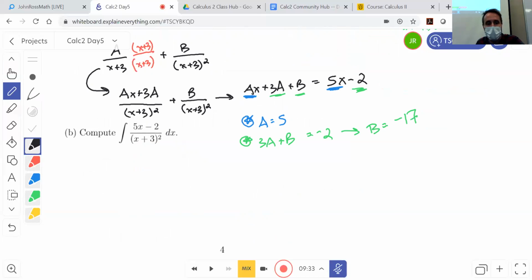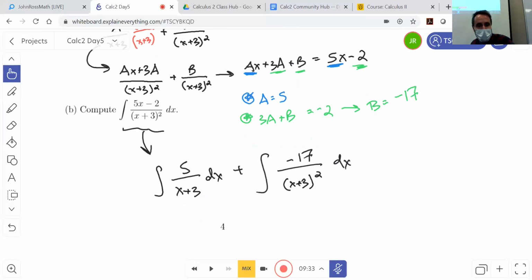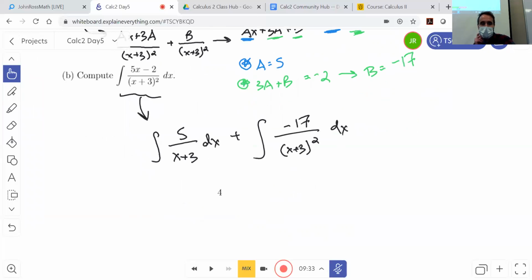Right, so our final integral would simplify down. We already have our a is 5, so we'd end up with 5 over x plus 3. And then our b, we'd end up with sort of gross looking negative 17 over x plus 3 squared. And keeping an eye, we have about 2 minutes left. I'll go ahead and finish this problem.